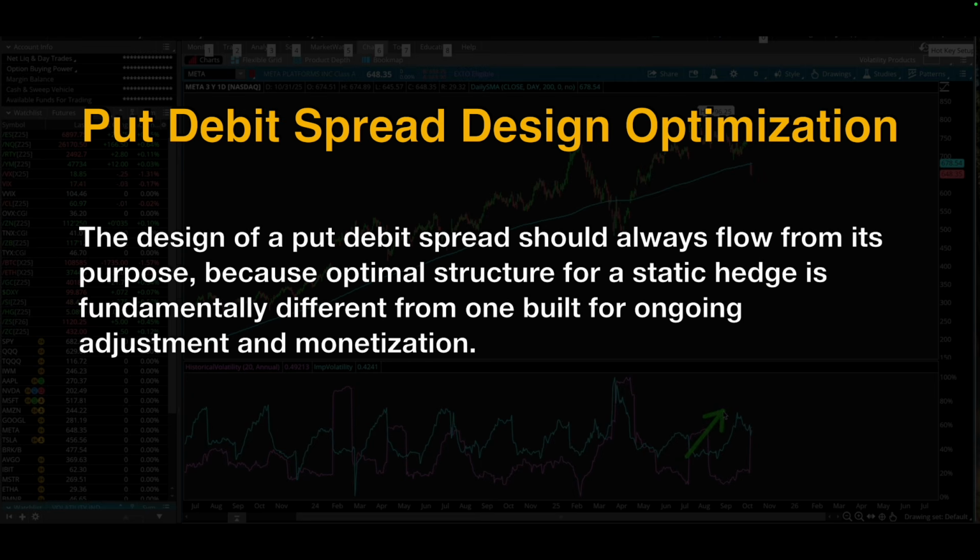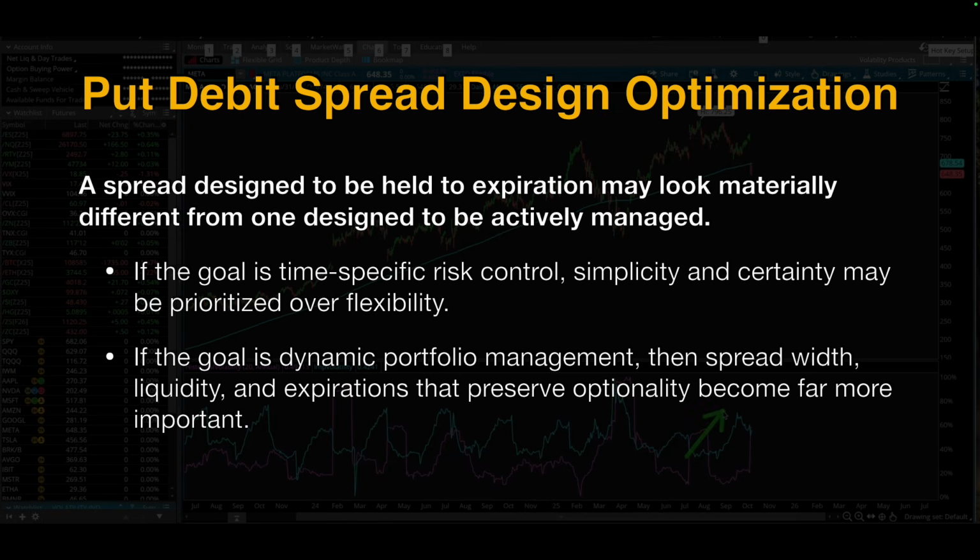So the design of a put debit spread should always flow from its initial purpose. And this is because optimal structure for, say, a static hedge is fundamentally different from one built for ongoing adjustment and monetization. This is important because a spread designed to be held to expiration may look materially different from one designed to be actively managed. So for example, if the goal is time-specific risk control, simplicity and certainty may be prioritized over flexibility.